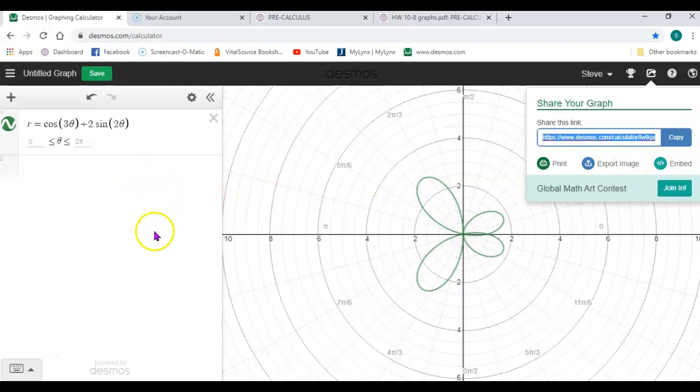So I could go into the discussion board and paste this link, and then anybody else could go in and click on the link and get a look at your graph. So I encourage you to play around with different polar equations, see what the graphs look like, and if you find some that you particularly like, share them with the rest of us.